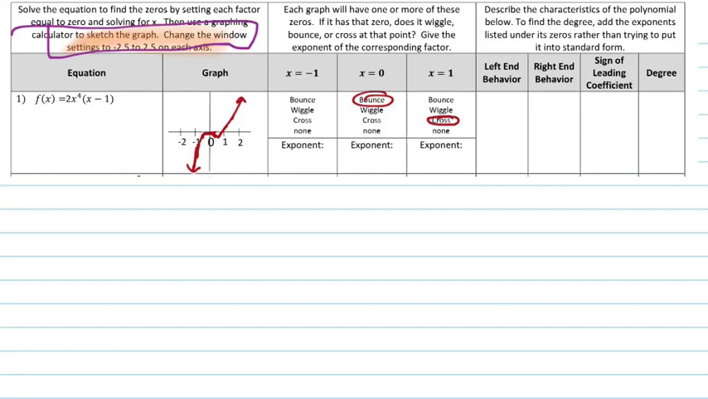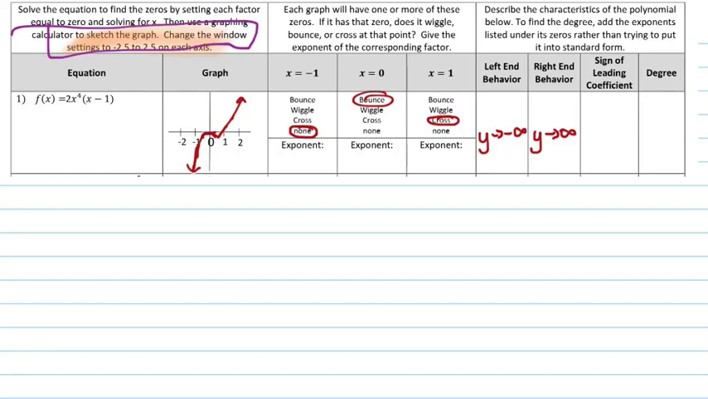On the left-hand side, y was approaching negative infinity. And on the right-hand side, y was approaching positive infinity. This is all the information we got just from the graph. Now, at x equals negative 1, it's not doing anything with the x-axis, so it's a none.